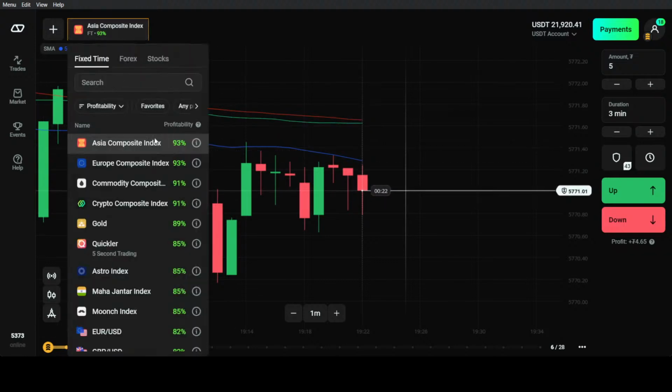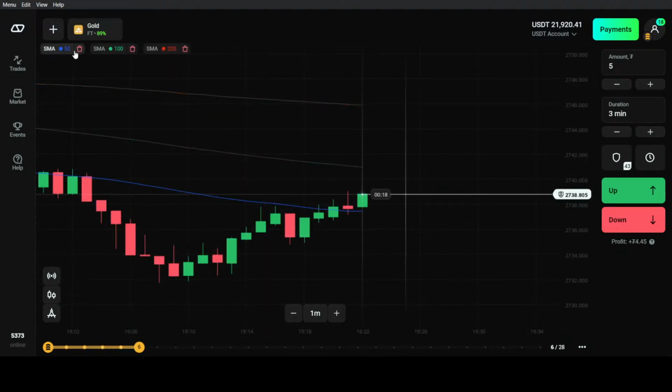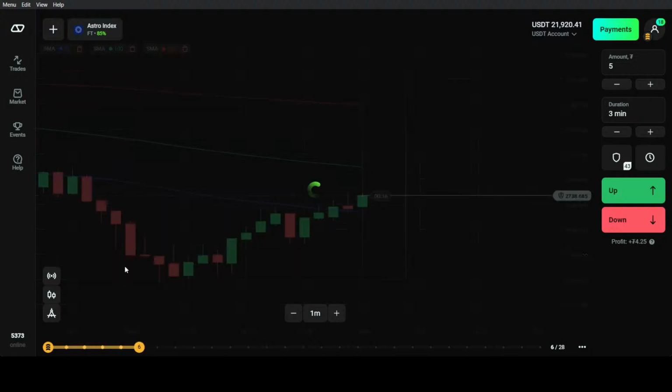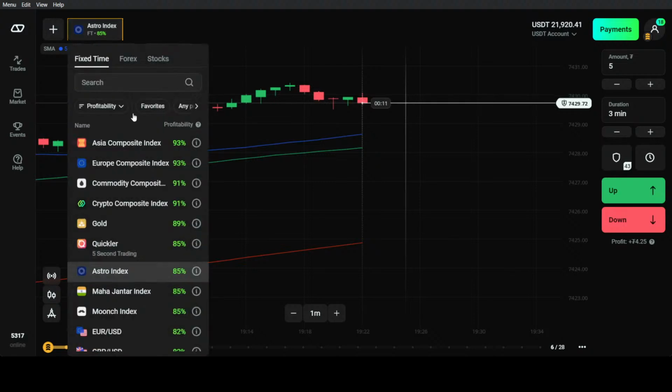Yes, yes. Gold is giving an up signal, guys. Yogesh sir, Munna sir, you're right. You can make an up trade here. This was giving you an up signal. Okay. Again, the trade should be for 3 minutes. All right.